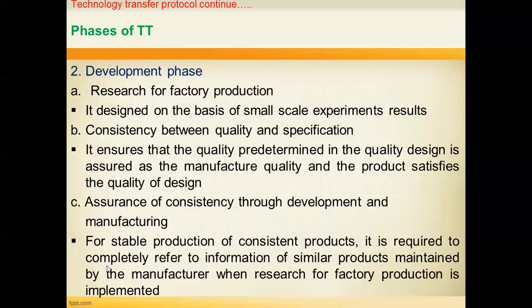Once you develop quality products and your results match the specification, the next step is assurance of consistency in development and manufacturing. Once you obtain a stable product, it indicates that a similar product should be prepared by the manufacturer when the research for the factory production is implemented. In the research phase you prepare the product, and if it has sufficient stability, then you can go for the manufacture of the products in the development phase. We have to assure the consistency as well as the specifications.